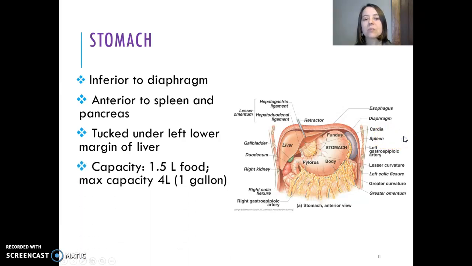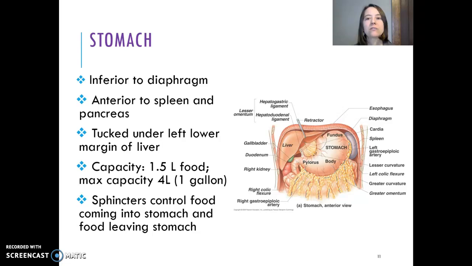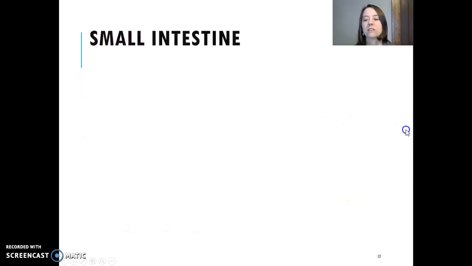So how big is your stomach? The capacity is about 1.5 liters. Its maximum capacity is 4 liters or a gallon. Don't try the milk challenge, you will lose. Sphincters control food coming into the stomach, up here from the esophagus, and leaving the stomach going into the small intestine.